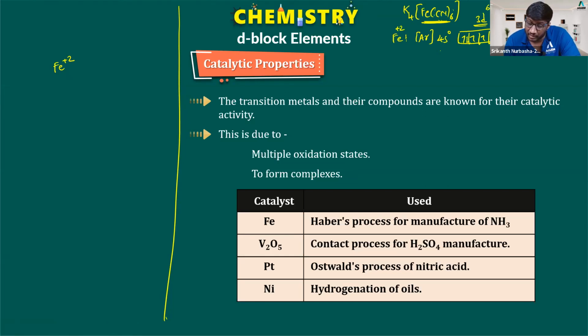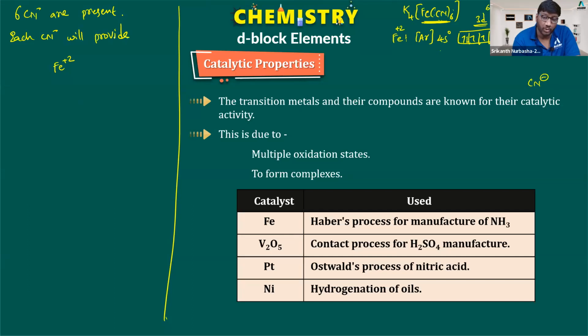CN minus is coming. How many cyanides are there in K4[Fe(CN)6]? 6, sir. 6 cyanide ions are there. 6 CN minus are present. Each cyanide ion will give how many electrons to Fe? 1 electron or 2 electrons? 2, sir. Every cyanide ion is giving 2 electrons to Fe, forming a coordinate bond. The Fe plus 2 will form a coordinate bond with the cyanide.